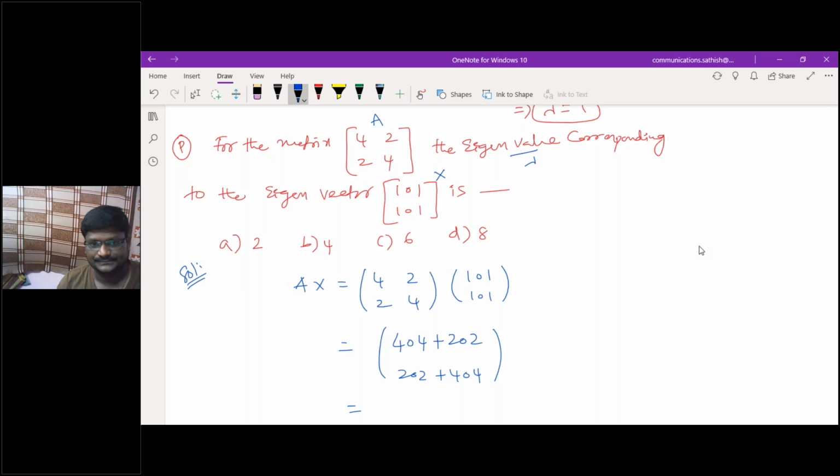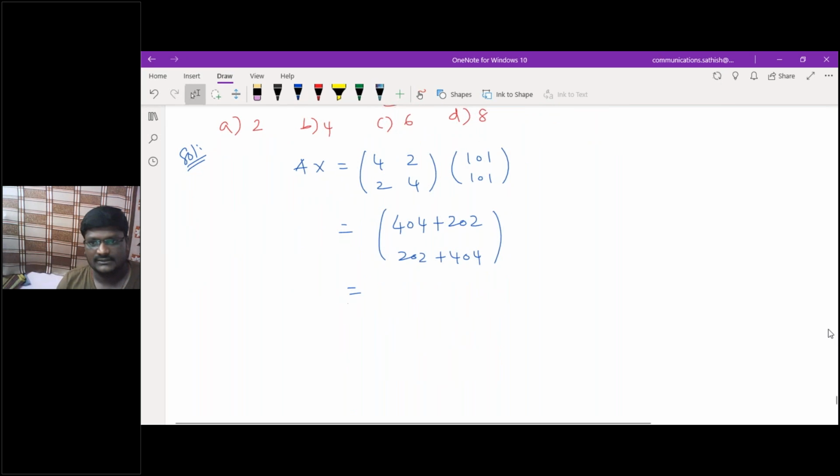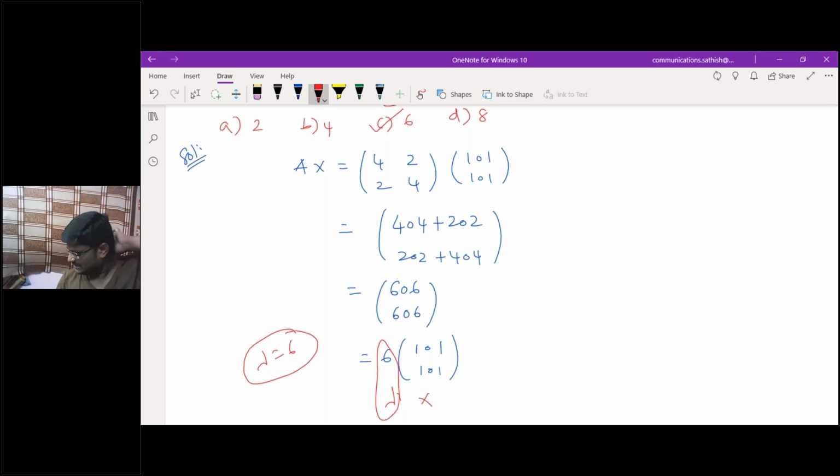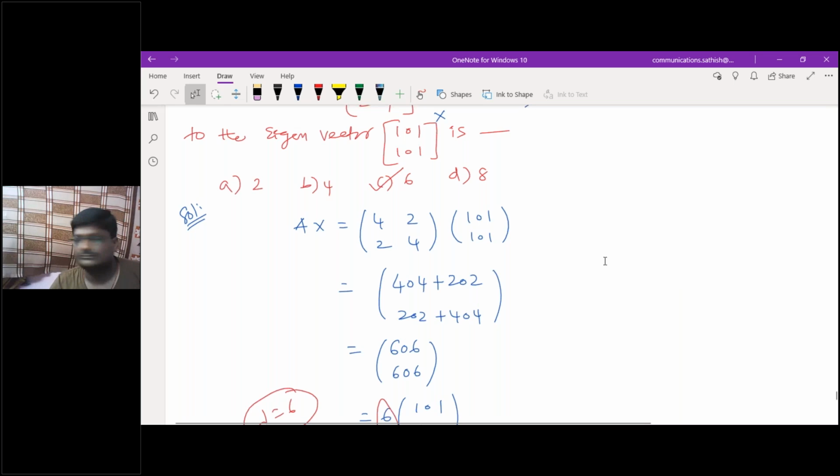Then what will I get? Yeah, 6, 0, 6. From this, if I take 6 as common, I'll have here (1, 0, 1). So this gives you lambda into x. Am I correct? So the value of your lambda is 6. The answer for this is 6, or not? Yes, sir. Yeah.